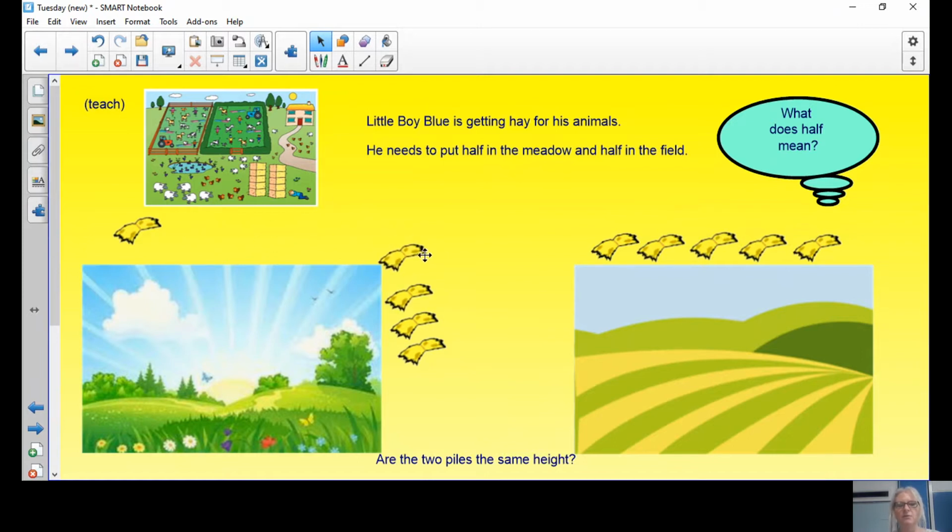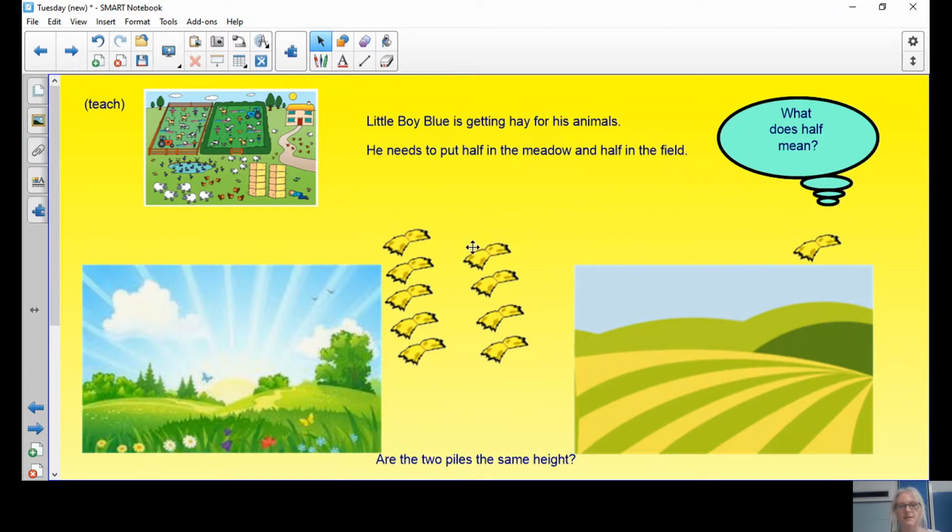So I'm going to move the meadow ones over here to make a long column. Can you see the column? And I'm going to move the field ones over here to make one long column as well. And so we can answer that last question, can't we?